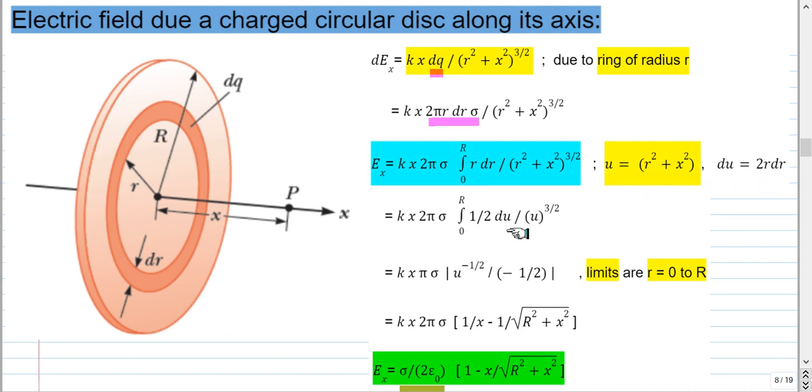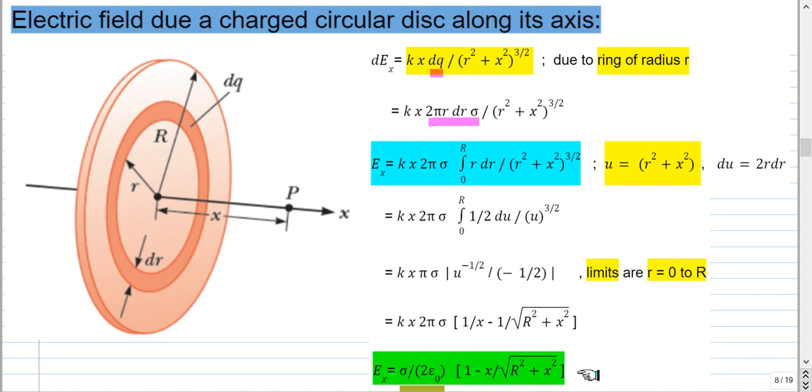So this becomes integral half du by u raised to the power 3 by 2. This is a simple integration, and we have to put the limits. So putting the limits, we get the expression as this one, and k is 1 by 4 pi epsilon naught. Using that, we get the expression for electric field as sigma by 2 epsilon naught into 1 minus x divided by square root of r squared plus x squared.